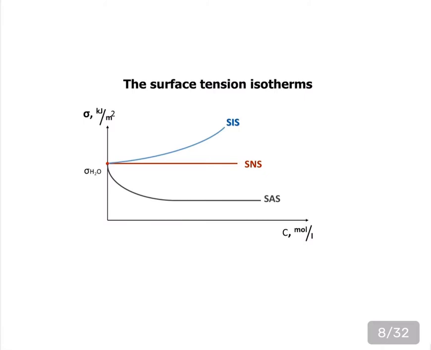Surface inactive substances, or SIS, increase the surface tension value. Surface non-active substances, or SNS, do not change the surface tension of water. And the third group decreases the surface tension of water.